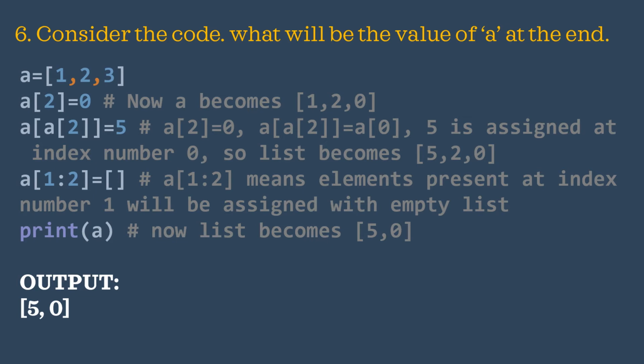So now print a. If you try to print, you can see your list will become 5, 0. That means the element present at index number 1 will be assigned an empty list. So that is no more there in the list, and now the content of your list is 5, 0.